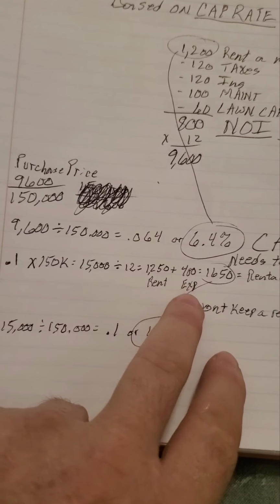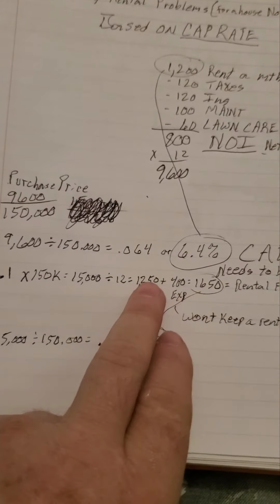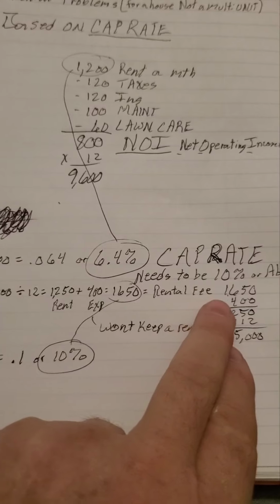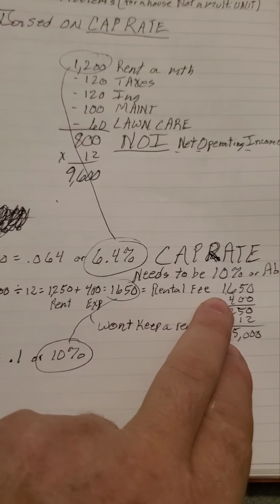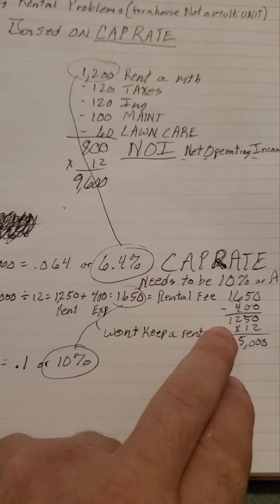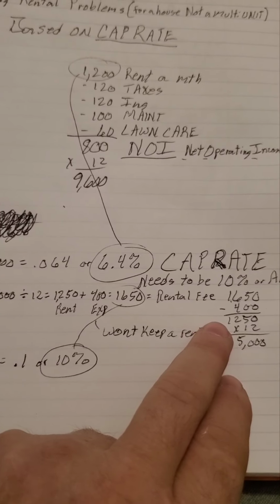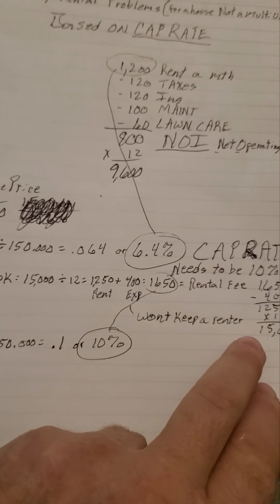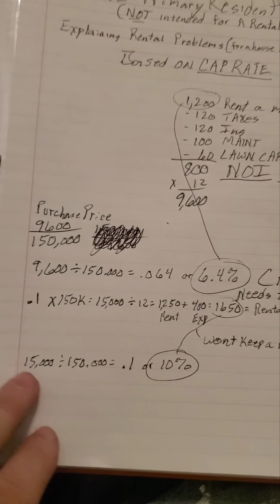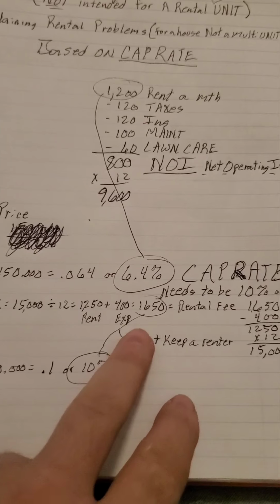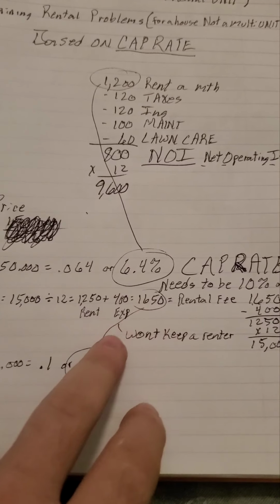I have to add in the expenses. These expenses here, I have to add those in. It takes $1,250 to $1,650. So the rental fee would be $1,650. Out of the $1,650, take the expenses back out. That gives me $1,250 a month net operating income, times 12 is $15,000. So 15,000 divided by the 150,000, of course, is the 10%. But to get 10%, I'd have to charge $1,650.